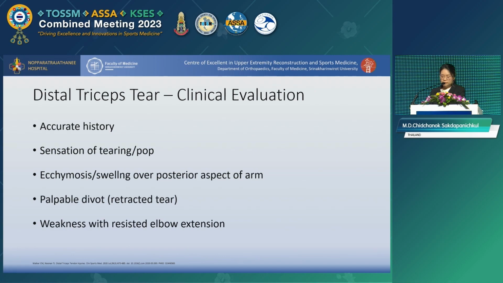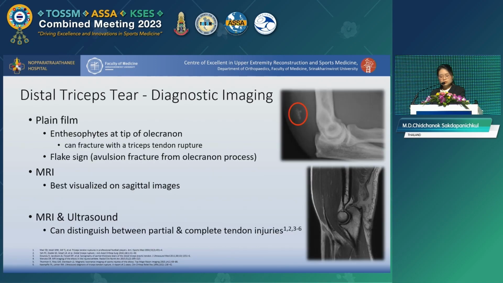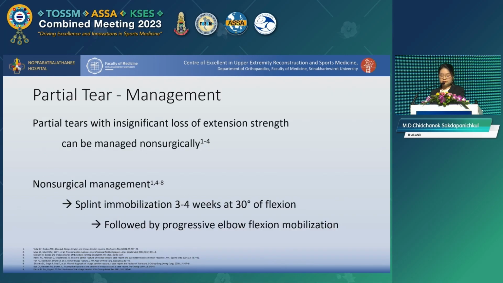It usually comes with a presentation of a sensation of tearing or popping, loss of elbow extension strength, or maybe swelling or ecchymosis on the posterior aspect of the elbow. In plain film, we look for enthesophytes at the tip of the olecranon and the flake sign, which is the triceps avulsion fracture. MRI and ultrasound can be used to distinguish between partial and complete tendon injuries.